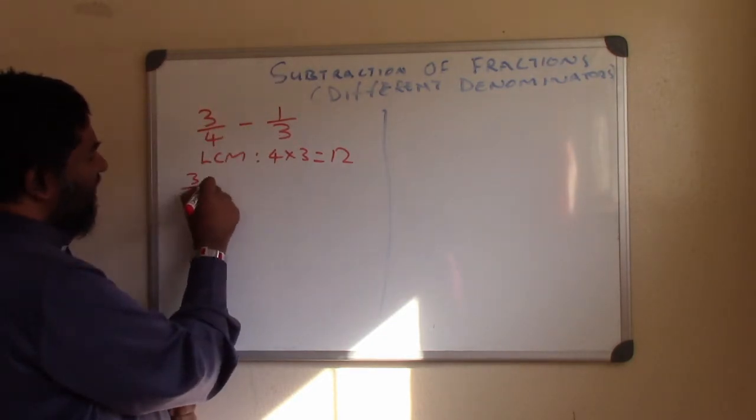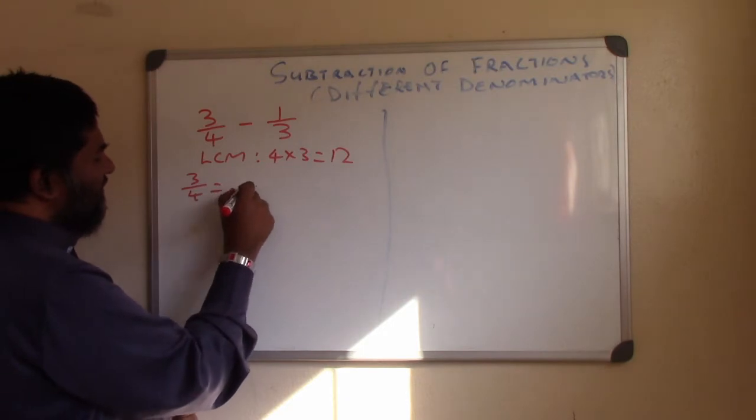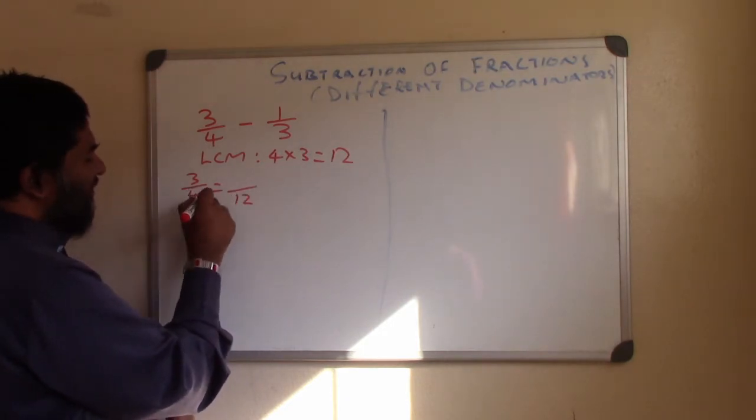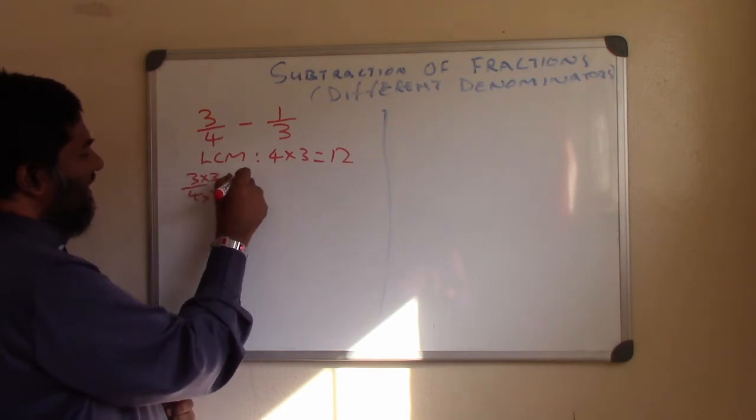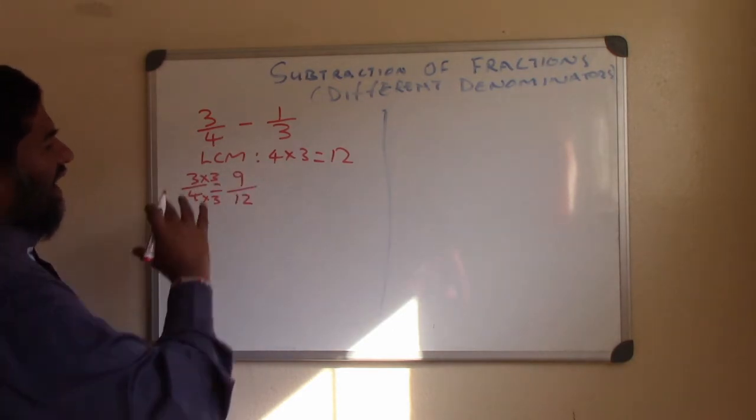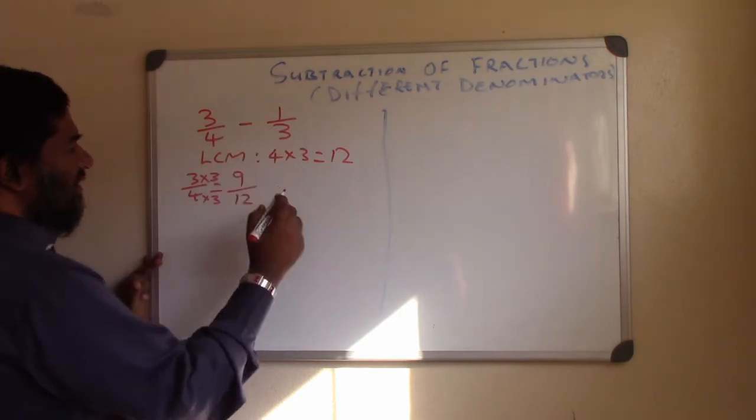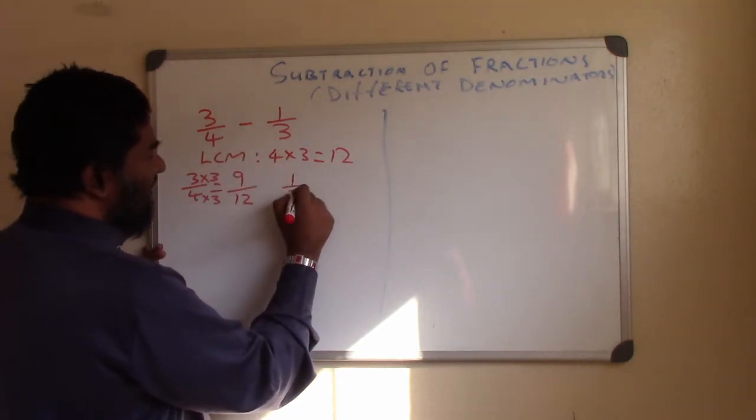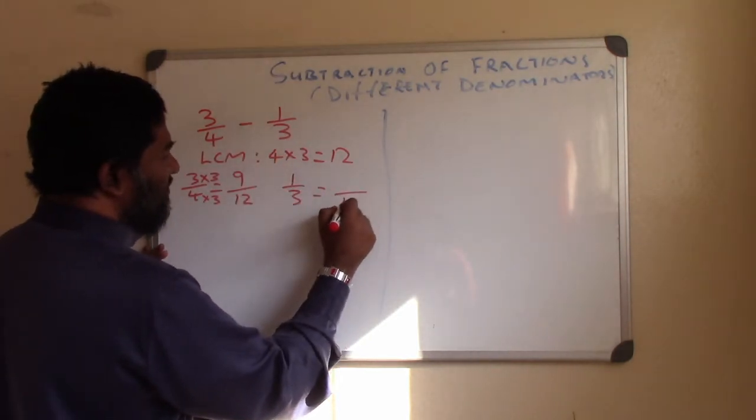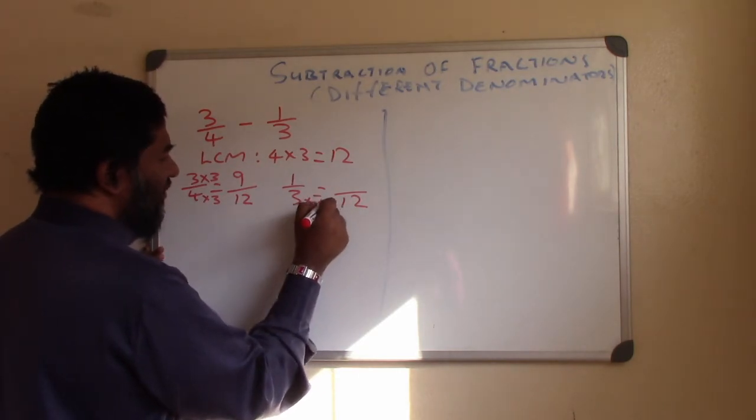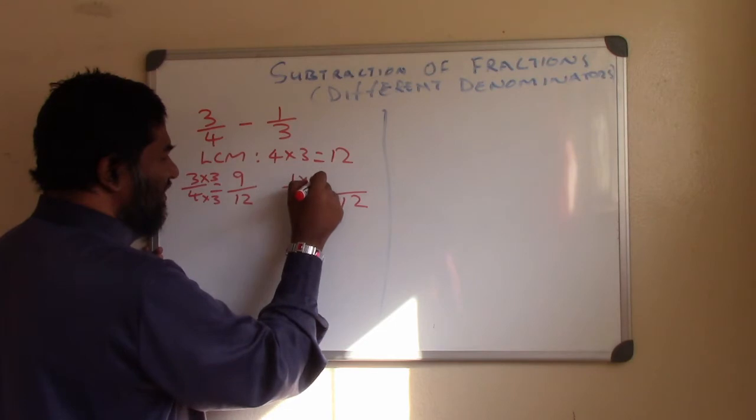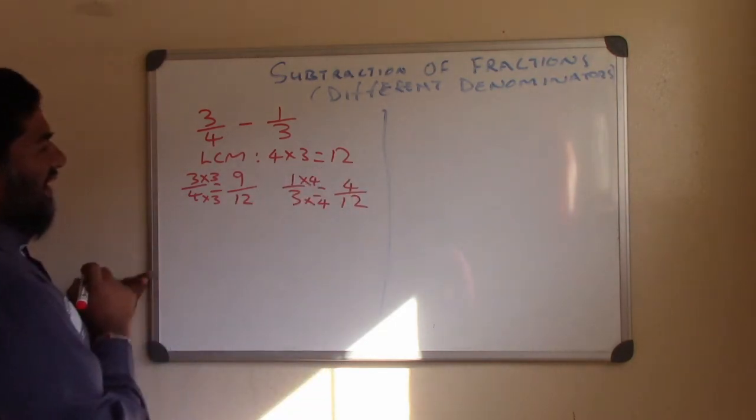So 3 over 4 would equal something over 12. So I'll say 4 times 3 gives me 12. So 3 times 3 will give me 9 over 12. I will do the same thing with the 1 over 3. 1 over 3 would equal something over 12. 3 times what gives me 12? 3 times 4. So I will say 1 times 4 gives me 4 over 12.